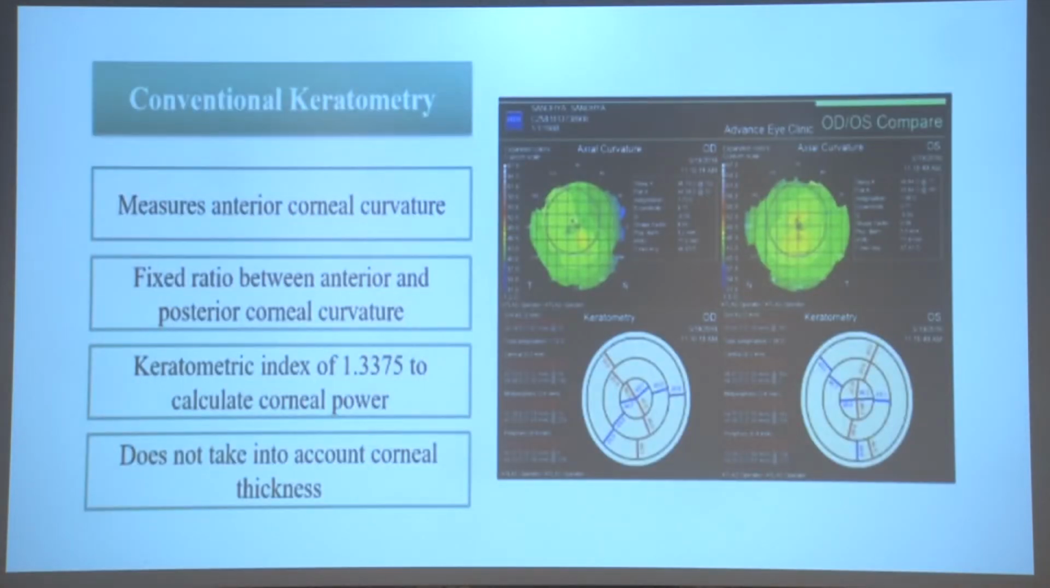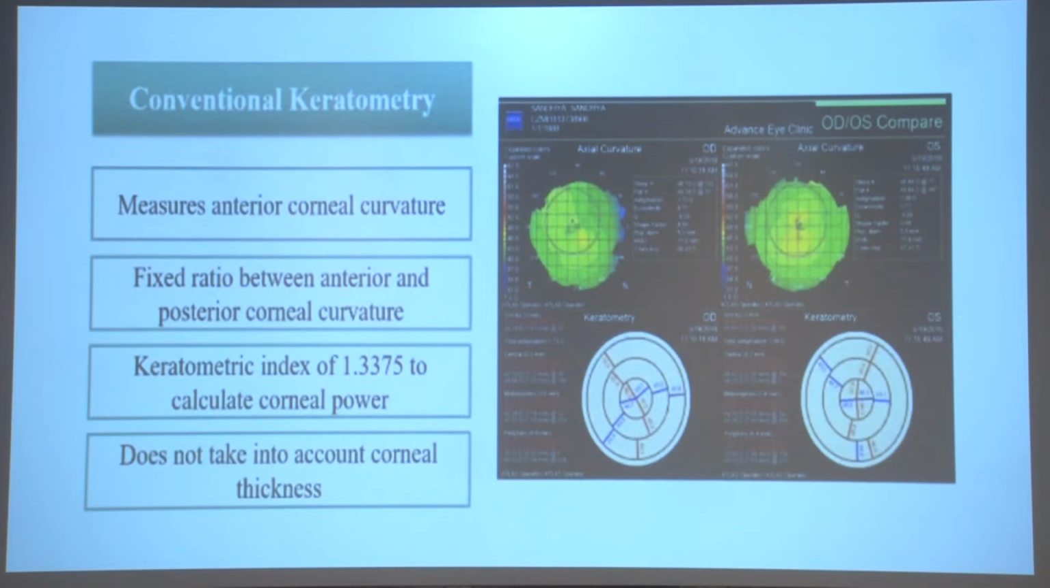What actually happens in a conventional keratometry? Again, going back to the basics, it measures the anterior corneal curvature only. It also presumes that there is a fixed ratio between the anterior and posterior corneal curvature. And now, like I said, probably in 5 years' time, every third patient is going to have his or her anterior and posterior corneal curvature changed.